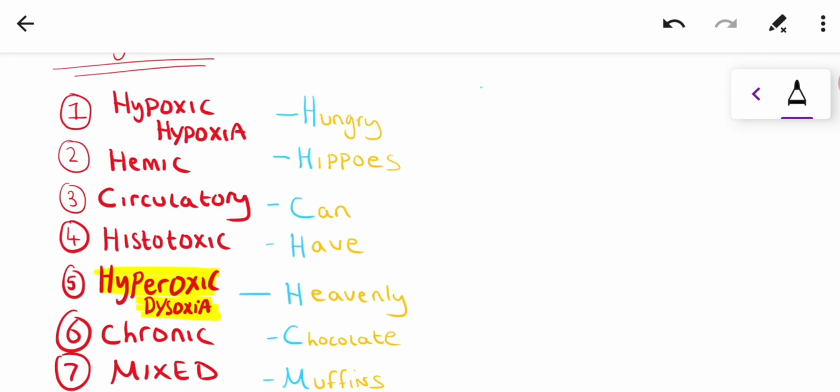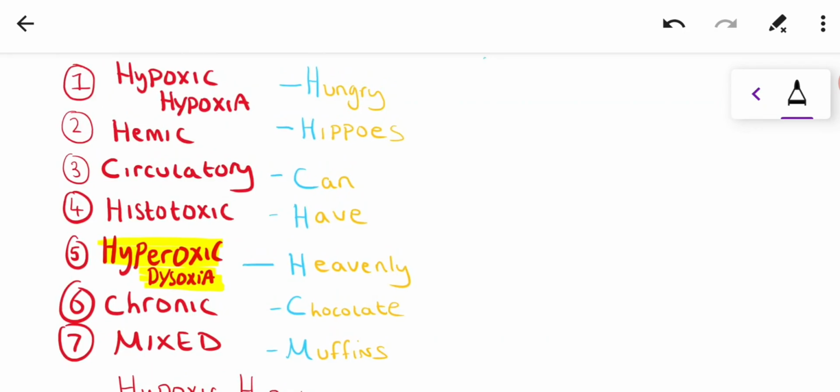Hypoxic hypoxia is all about you intaking a reduced percentage of oxygen. So there's hypoxia in the air, and so because there's hypoxia in the air, you're intaking less oxygen, so there's going to be hypoxia within you. Hemic, this is all about blood, especially having less oxygen carrying capacity. Circulatory, this is all about the blood as well, but this is about the quantity of blood.